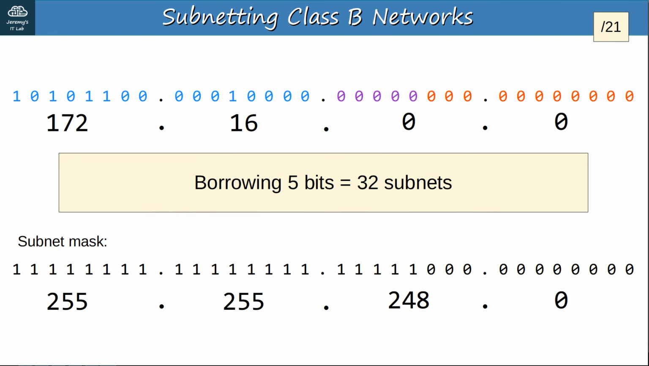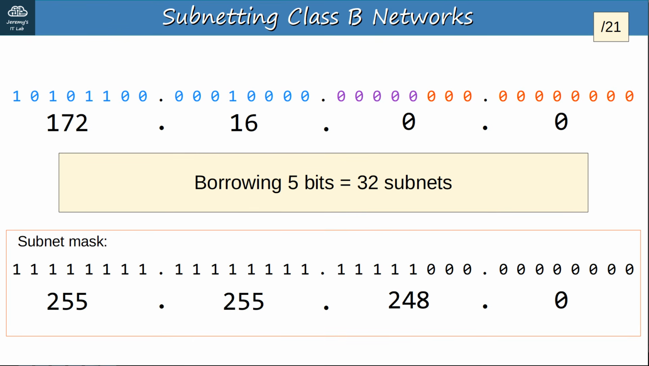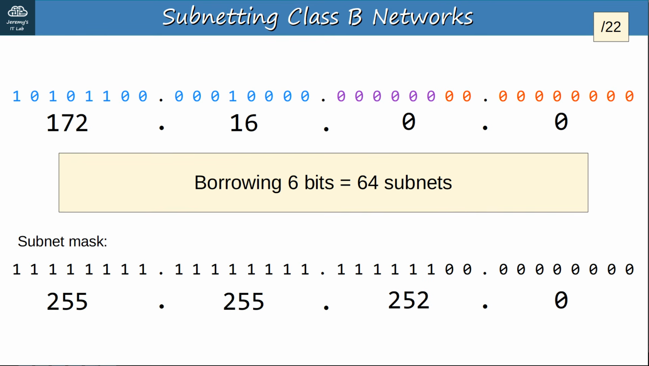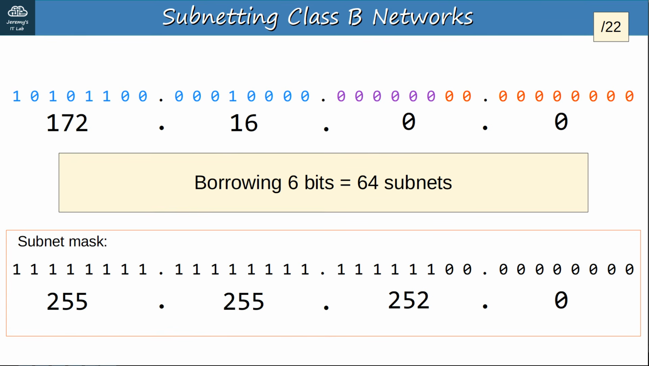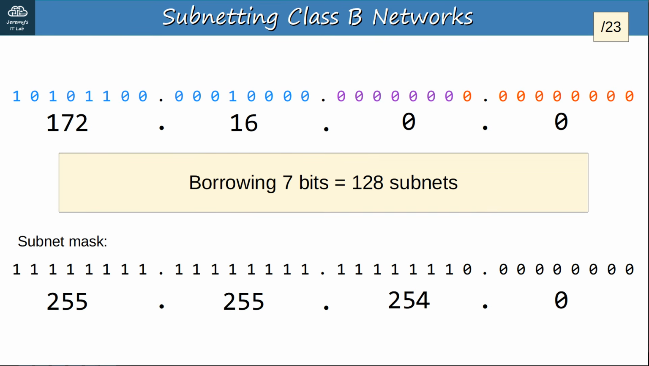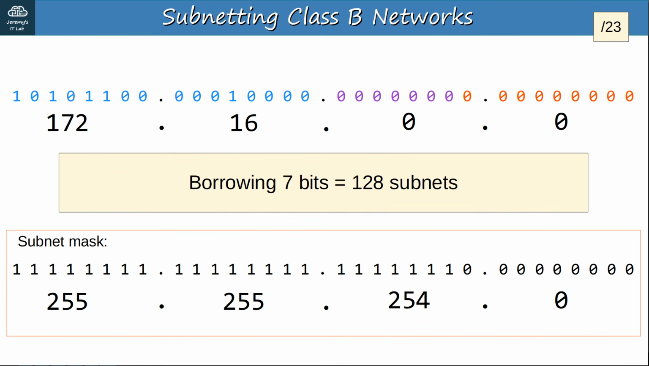Borrowing 5 bits gives us 32 subnets, and the prefix length is /21, which is 255.255.248.0 in dotted decimal. Borrowing 6 bits gives us 64 subnets. Getting close. The prefix length is /22, which is 255.255.252.0 in dotted decimal. Let's borrow 1 more bit, which should be enough. Borrowing 7 bits gives us 128 subnets. The prefix length is /23, which is 255.255.254.0 in dotted decimal. So, this is the correct answer. We should use a /23 prefix length so we can create the 80 subnets we need.